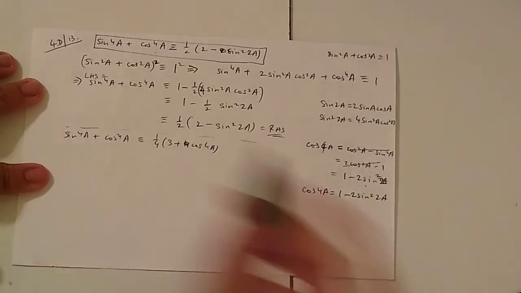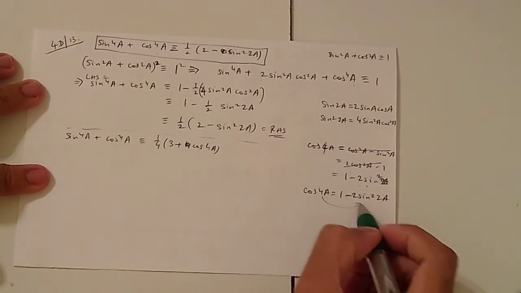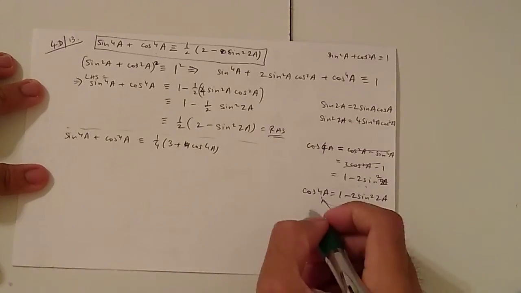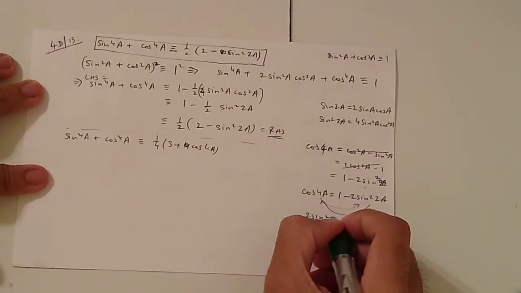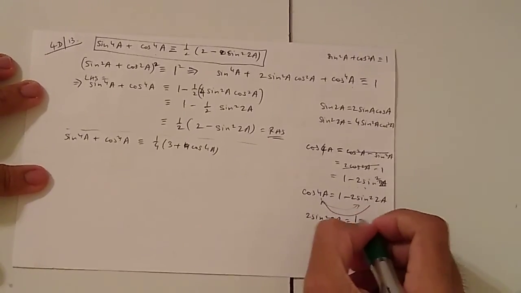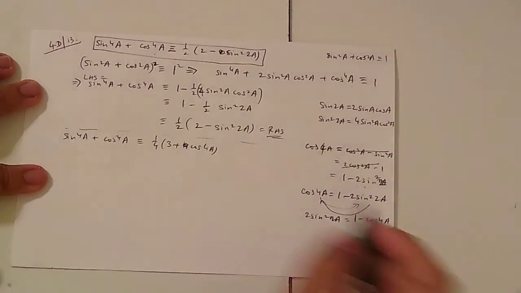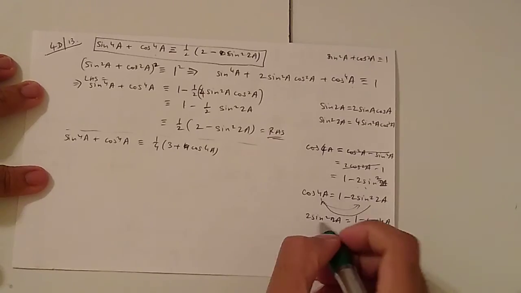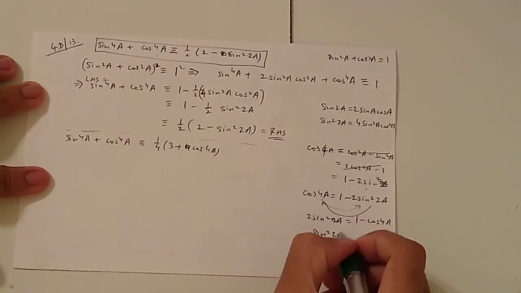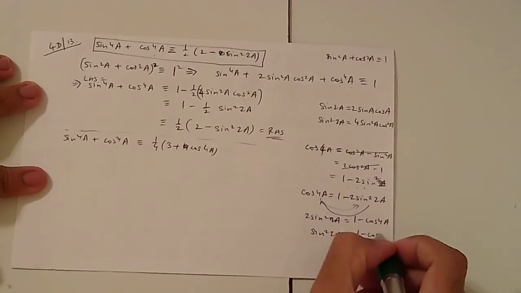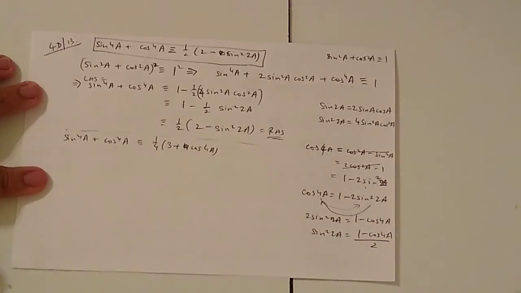Rearranging this expression, let's take cos 4a to that side and the other to this side. We get 2 sine square 2a is equal to 1 minus cos 4a, and therefore sine square 2a is equal to 1 minus cos 4a the whole by 2.